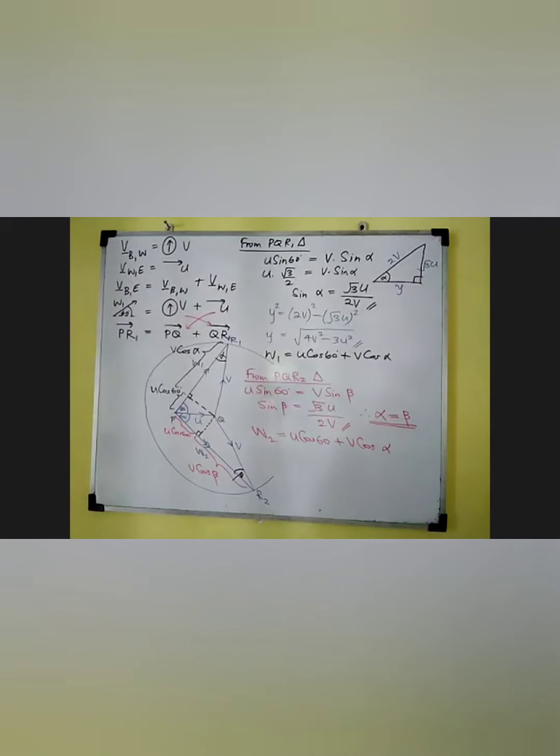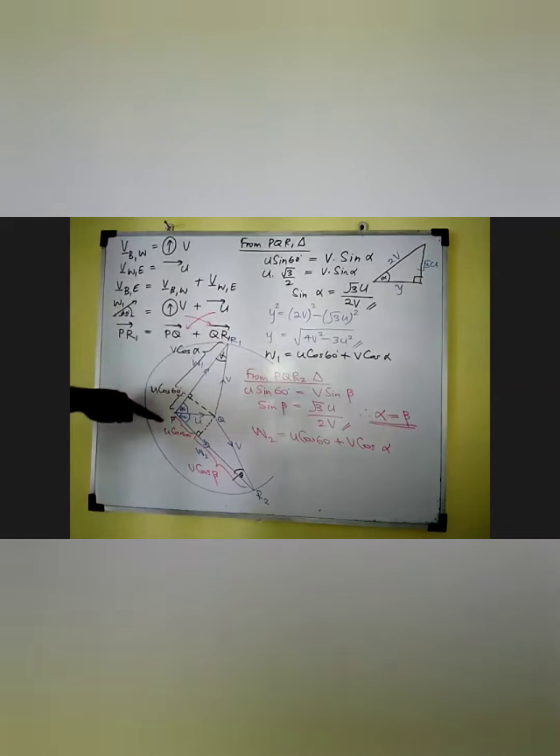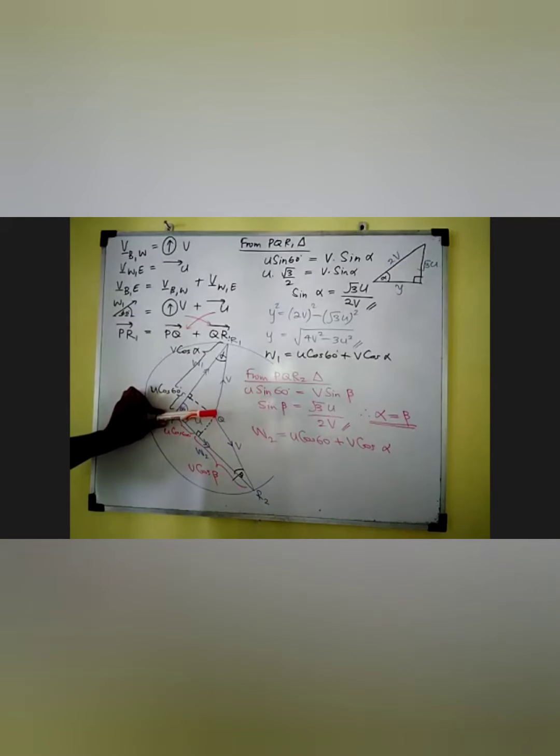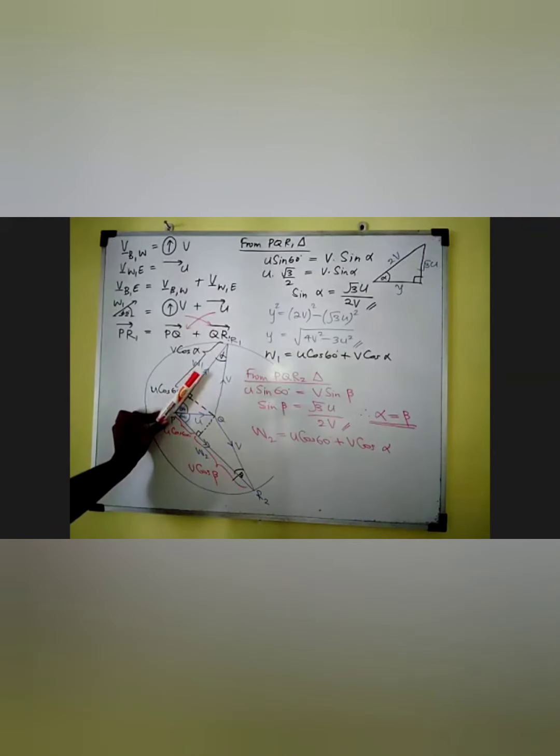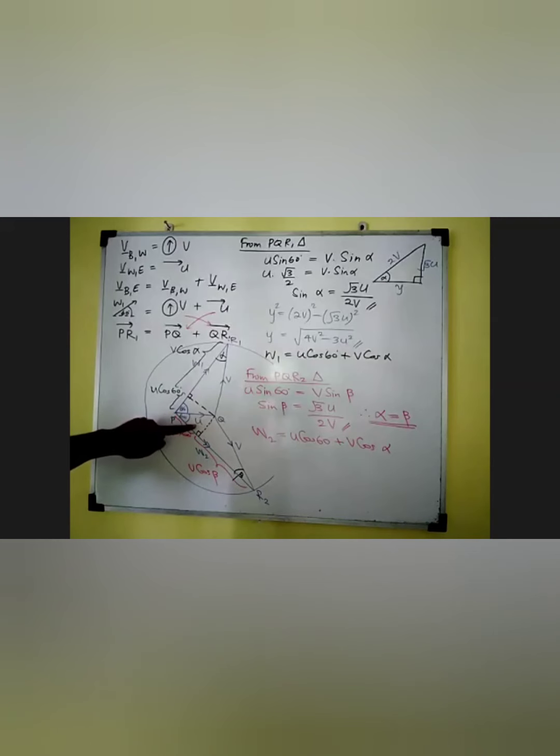Okay, I will explain again W1 and W2. Okay, W1 is the vector from P to R1. Resolve this u to this side. So it is towards the angle, towards the 60-degree angle. So it is u cos 60. So that is from here to here.